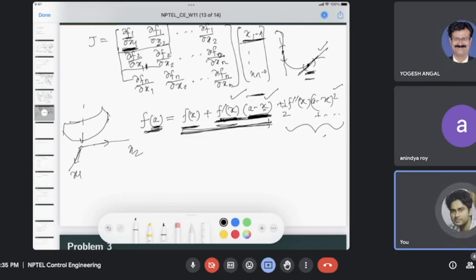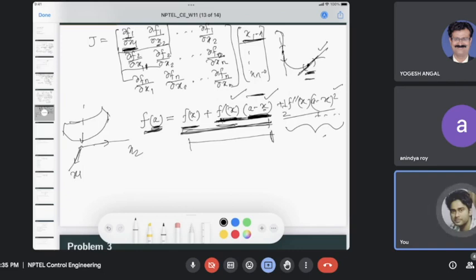So the idea comes from the Taylor series. Taylor series is just an approximation. This is the first order approximation; if we take the second order term, it is the second order approximation, and so on. For linearity we stop at the first term because the other terms are non-linear. So we stop at this point.